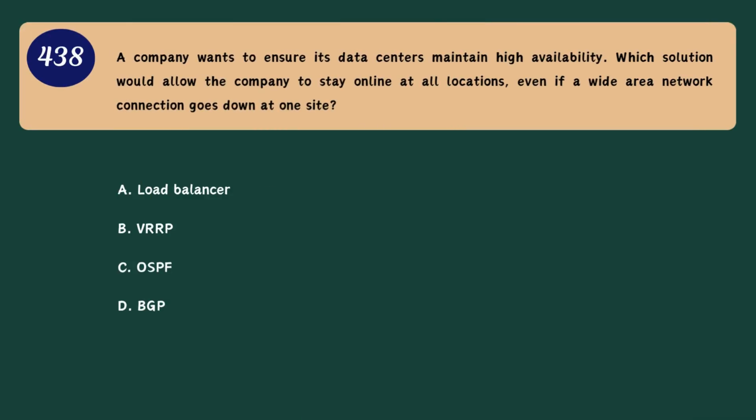Question 438. A company wants to ensure its data centers maintain high availability. Which solution would allow the company to stay online at all locations, even if a wide area network connection goes down at one site? A. Load balancer. B. VRRP. C. OSPF. D. BGP.